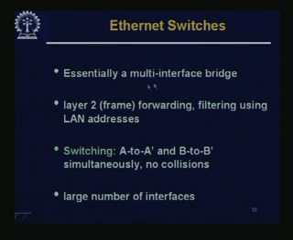So, this is essentially a multi-interface bridge. Layer 2 frame forwarding and filtering using LAN addresses. LAN addresses means the MAC addresses. We have already mentioned MAC addresses, we will talk more about them presently. And switching A to A dashed and B to B dashed simultaneously, but no collisions, and this can have a large number of interfaces. A modern switch may have hundreds of ports, alright.